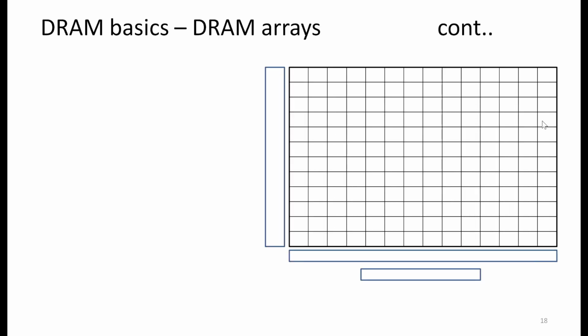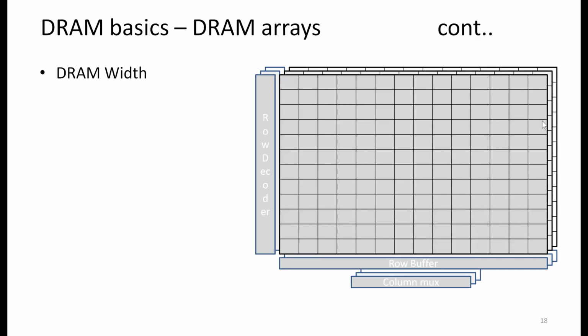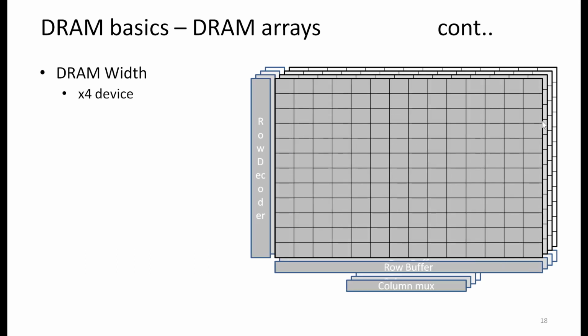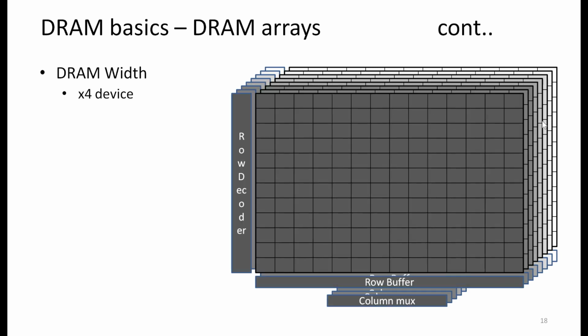So let's zoom out a little further. We have one array, and let's try to stack them in the third dimension. Then we have what's called the DRAM width. If we stack 4 such arrays, we call it an X4 device. If we stack 8 such arrays, we call it an X8 device. Many other device widths are possible, from X16 to X72.